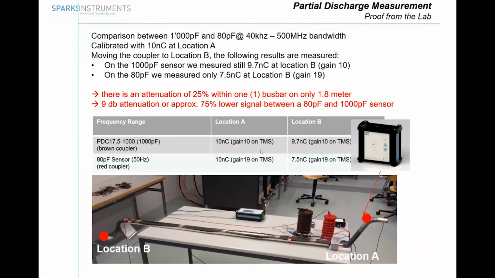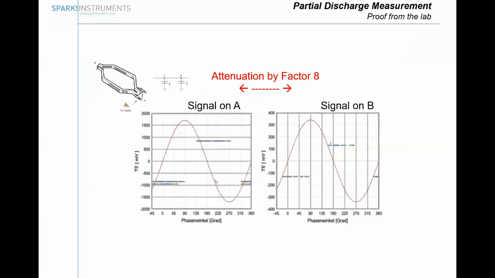The additional effect we saw is the magnitude we can measure. So gain is in our system the amplifying factor. With a 1000 picofarad coupling capacitor, we had an amplification of 10. With the 80 picofarad coupling capacitor, we had an amplification of 19. So the same PD source had to be amplified much more to get the same result. So this is an example of what we did ourselves in our laboratory.